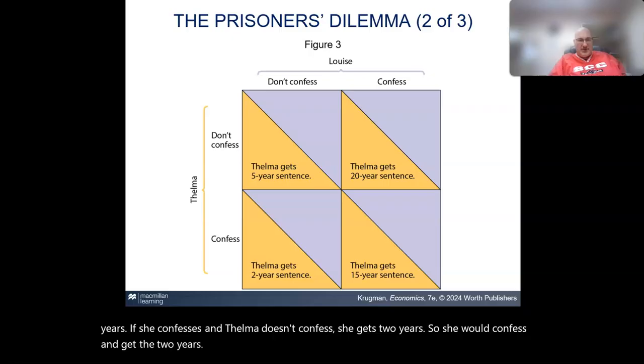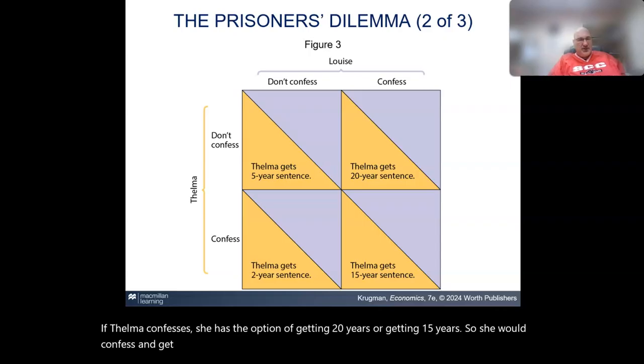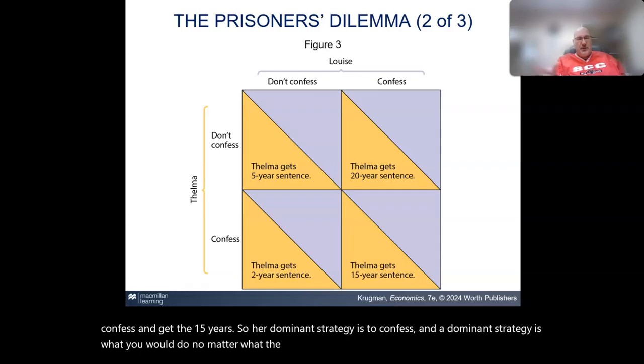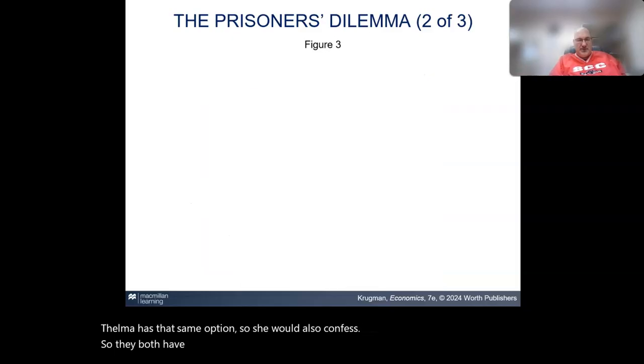If Thelma confesses, she has the option of getting 20 years or getting 15 years. So she would confess and get the 15 years. So her dominant strategy is to confess. And the dominant strategy is what you would do no matter what the other person does. Thelma has that same option, so she would also confess. So they both have the dominant strategy to confess.